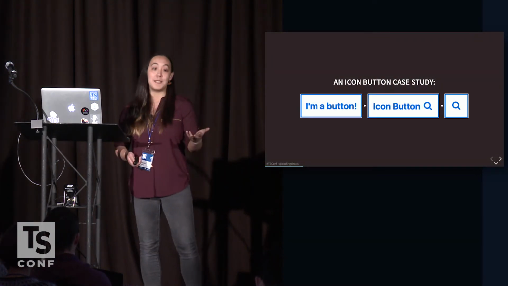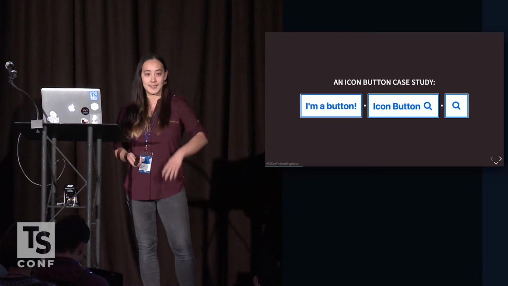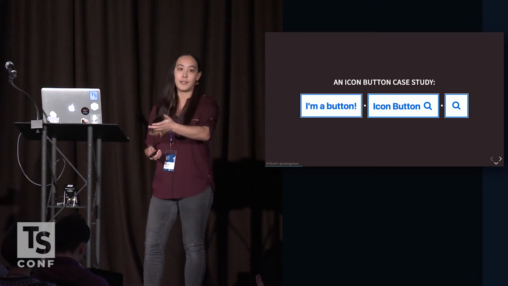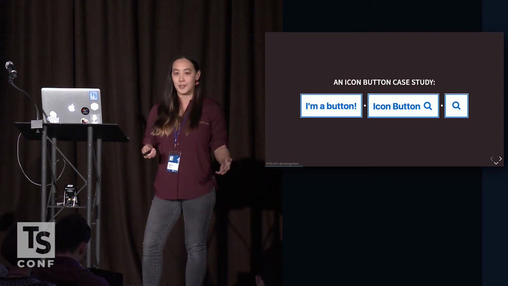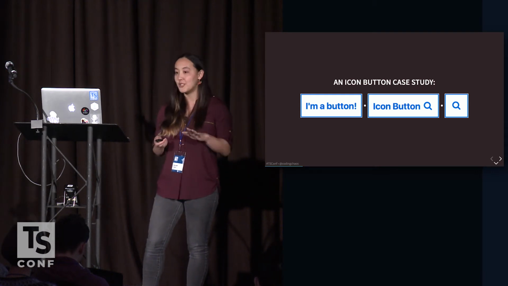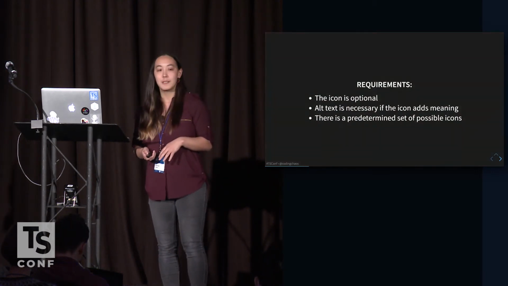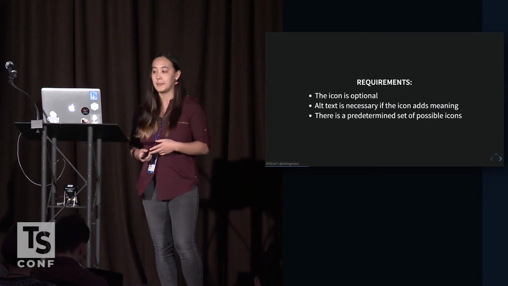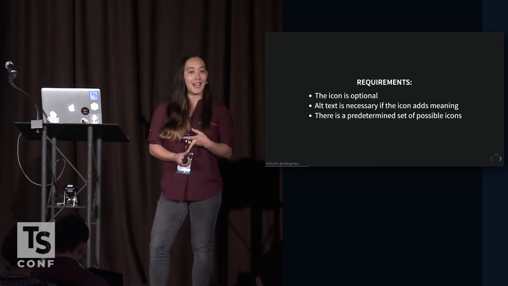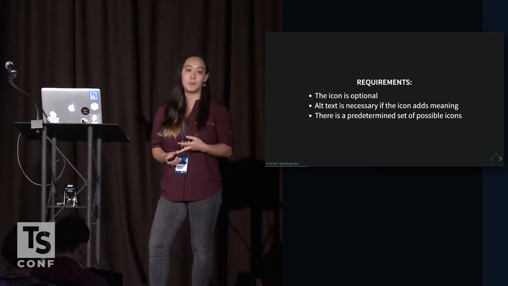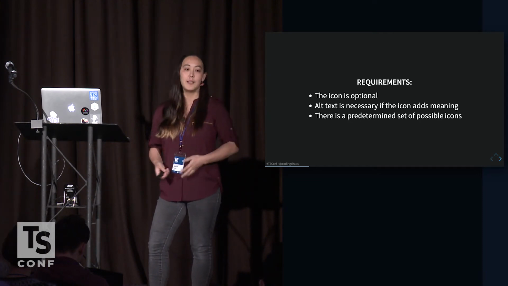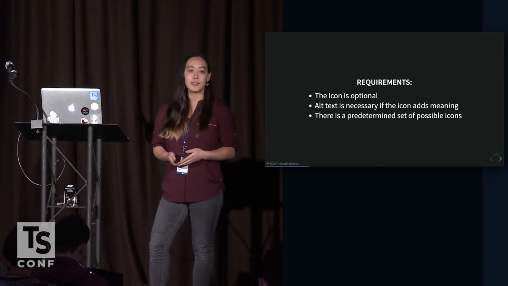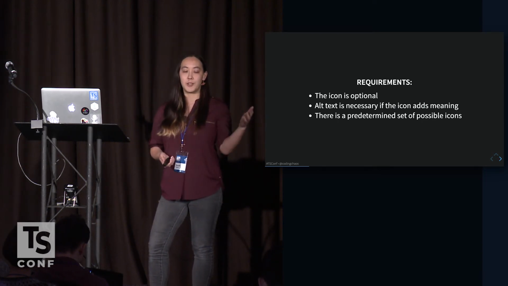So I'm going to look at a button, very simple use case. It looks obvious. It has text or an icon or both, one or the other. Should be really basic. But let's go into some early requirements. The icon is optional, obviously. Here's the one I care about more. Alt text should be present if the icon adds meaning. So obviously if it's an icon-only button, the icon must add meaning because there's no extra text. But sometimes it adds meaning if there's also text present.